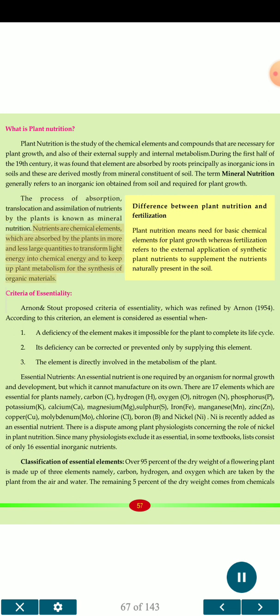Nutrients are chemical elements, which are absorbed by the plants in more and less large quantities to transform light energy into chemical energy and to keep up plant metabolism for the synthesis of organic materials.